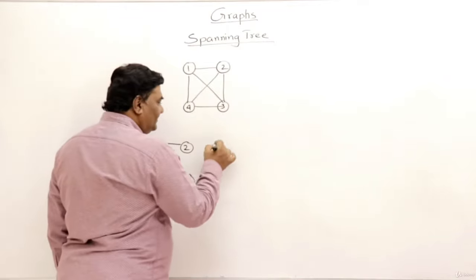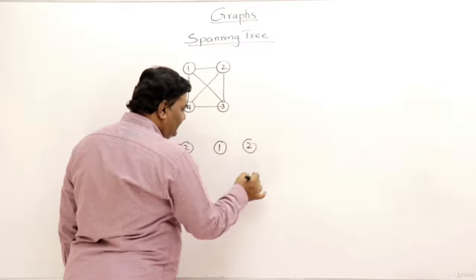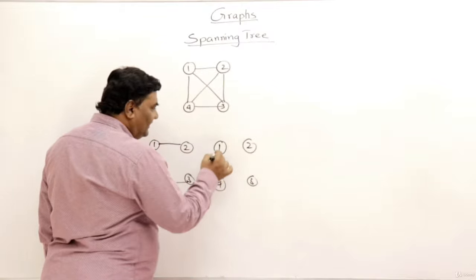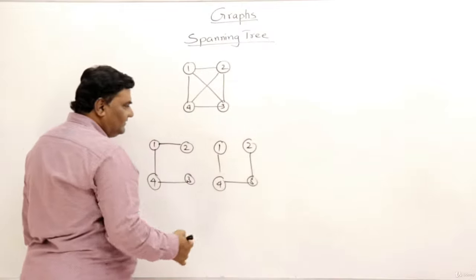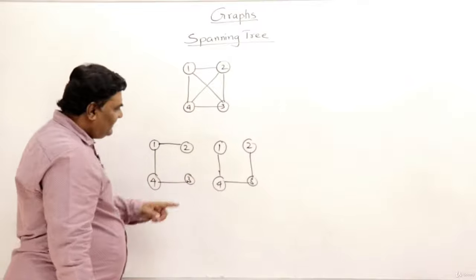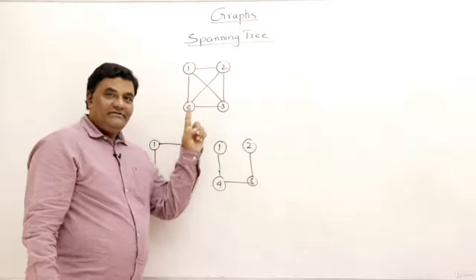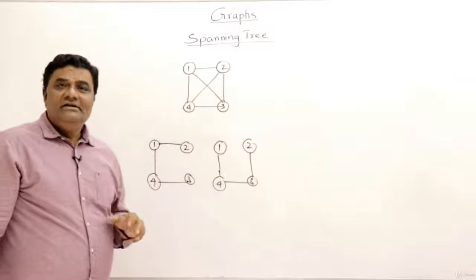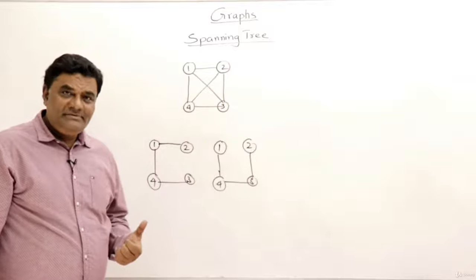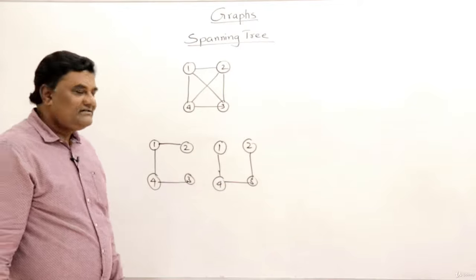I'll take one more example. 1, 2, 3 and 4. I'll connect them like this. These 3 edges I have taken. Is it also a spanning tree? Yes. This is a spanning tree for this graph, and even this is also a spanning tree. So it means more than one spanning tree is possible.